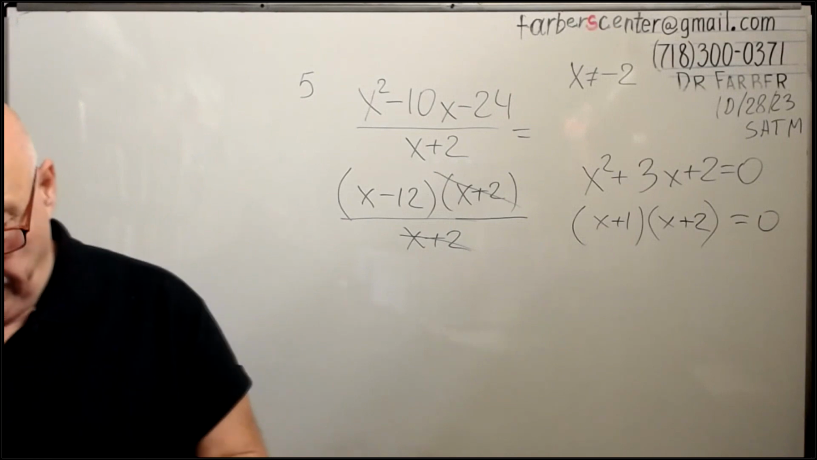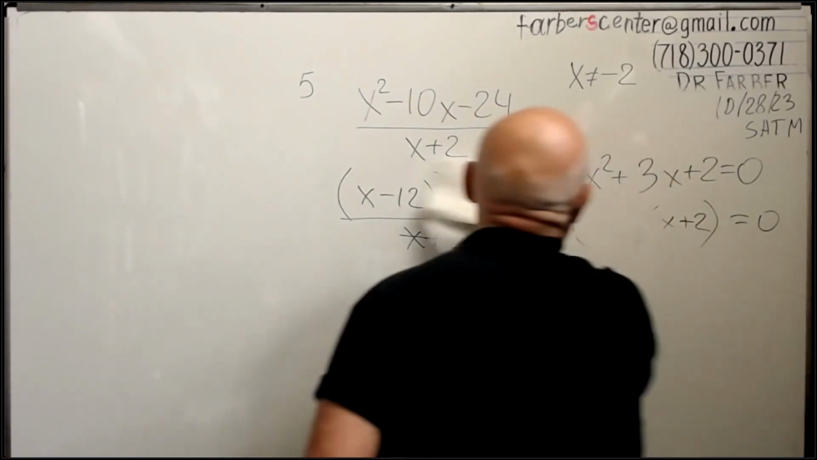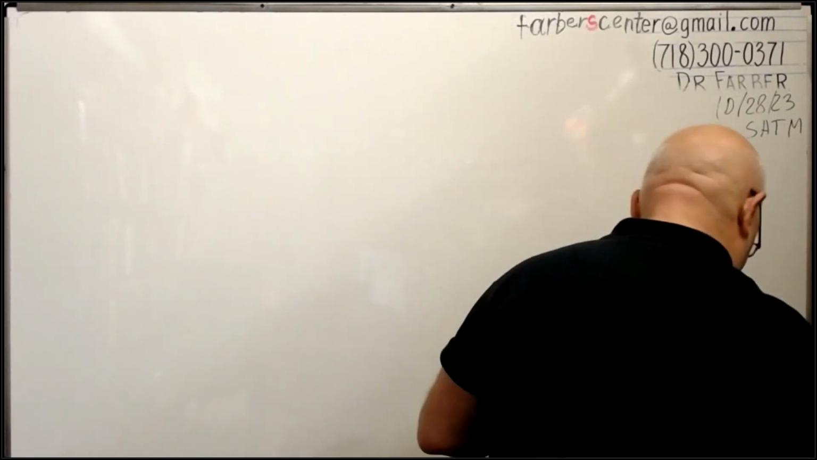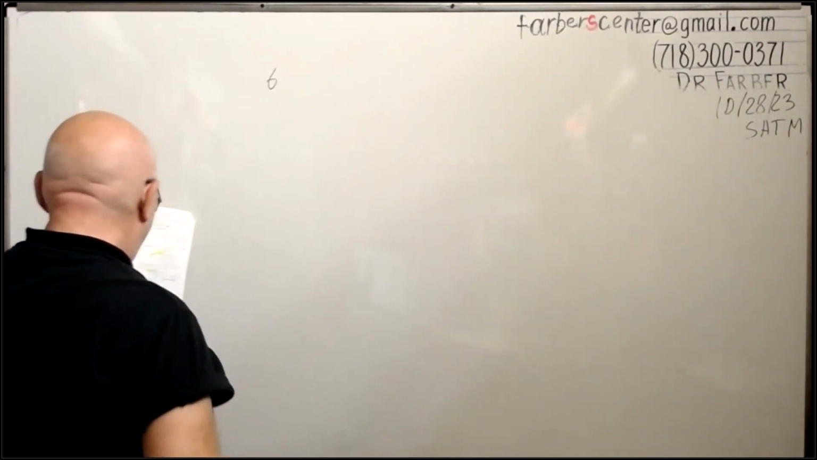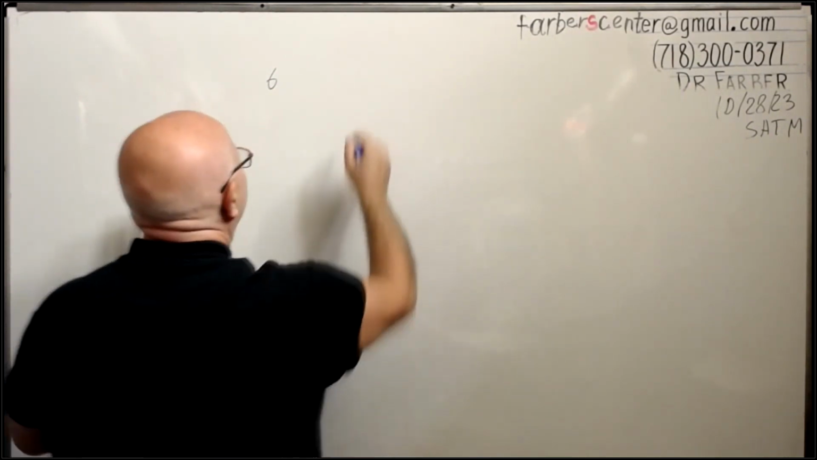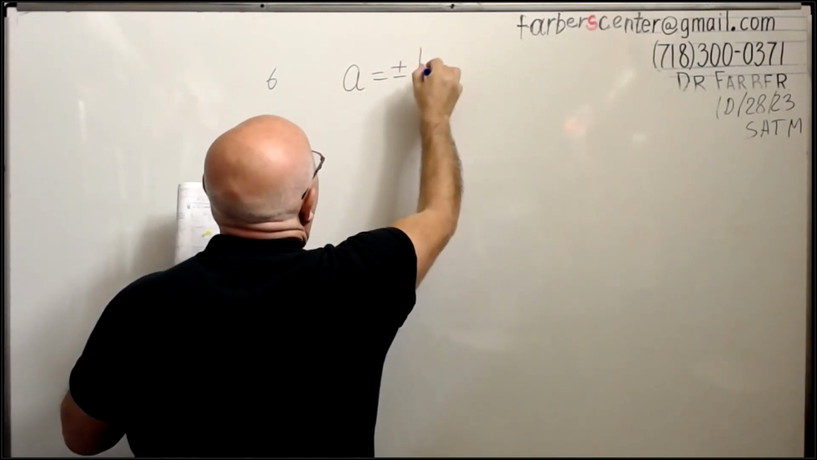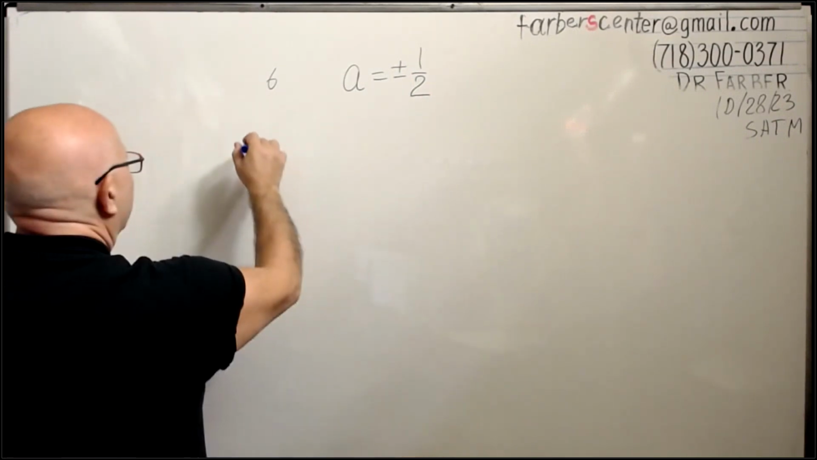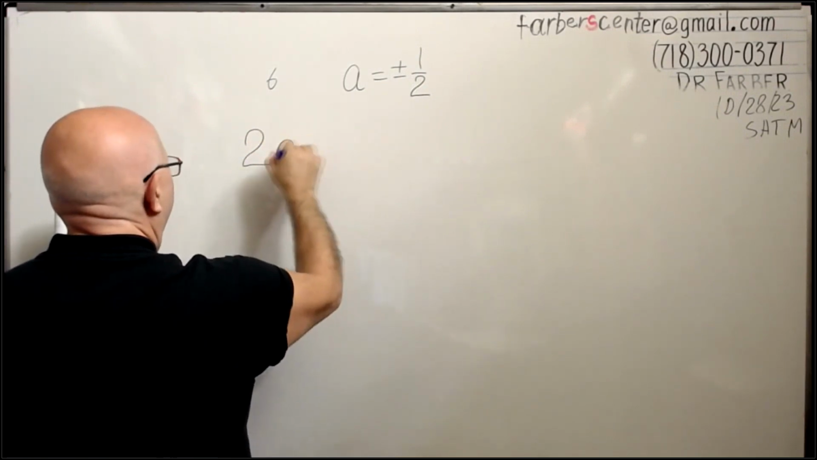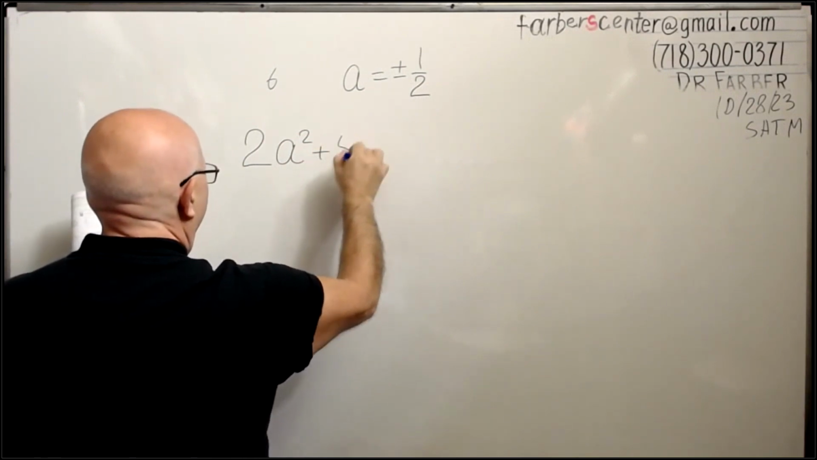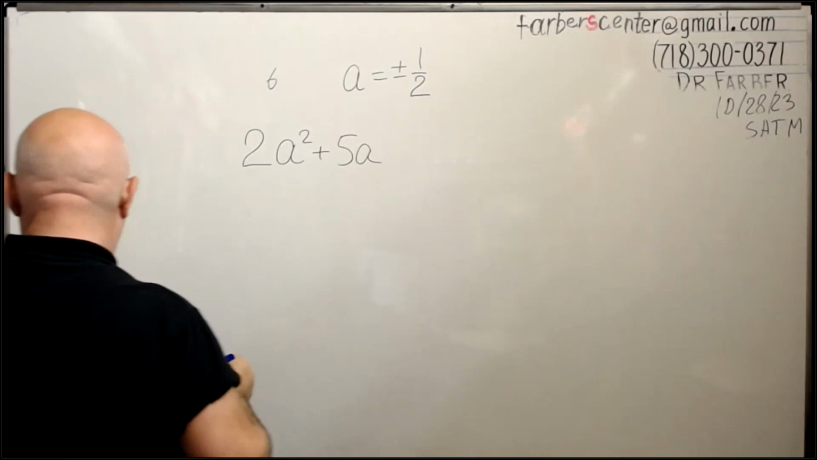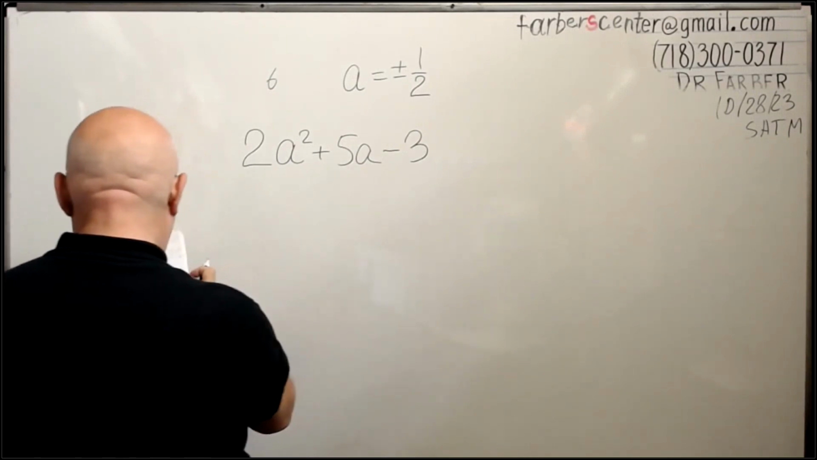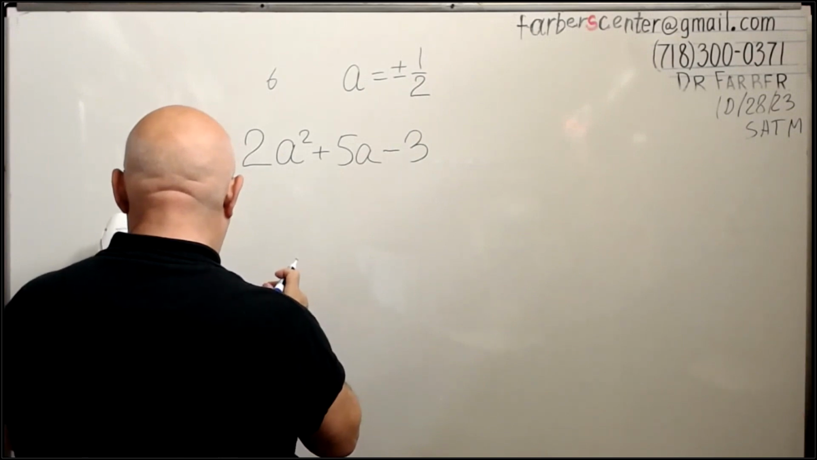Number 6. Given a equals plus or minus 1 over 2, which of the following is equivalent to 2a squared plus 5a minus 3 divided by 4a squared minus 1?